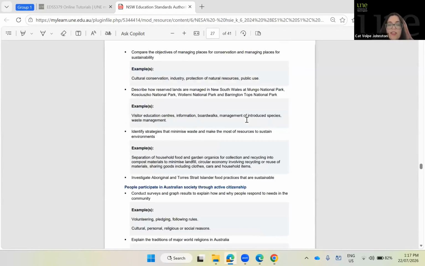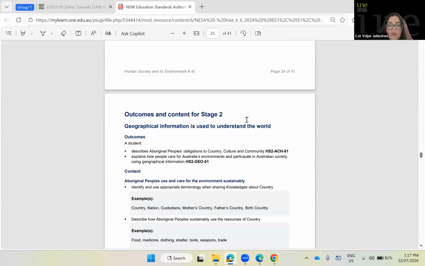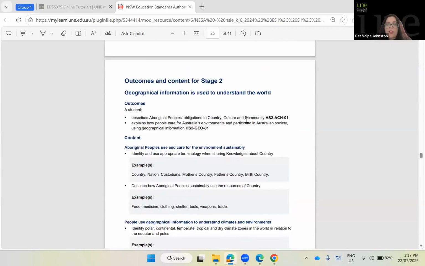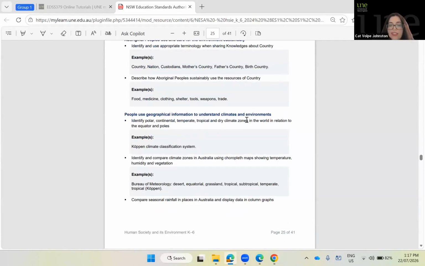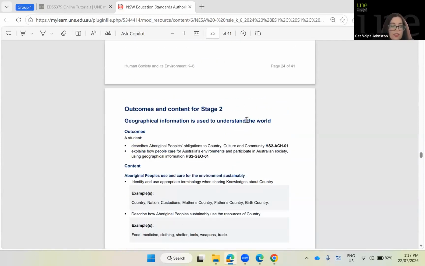Looking at the outcomes, you can really see how this can be assessed. There's quite a bit of information that students need to learn in order to be assessed on these outcomes. But you can see how they've written the outcomes in such a way that all of this content can support the learning that students will need to have in order to be assessed on these outcomes. So there's quite a lot here, but they all fit nicely within the 2 outcomes.